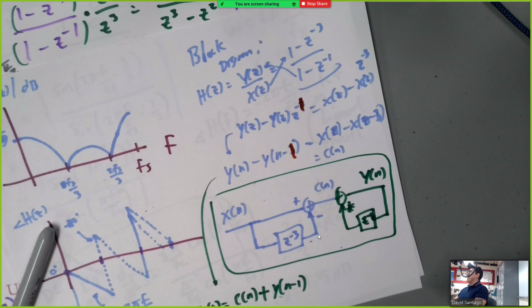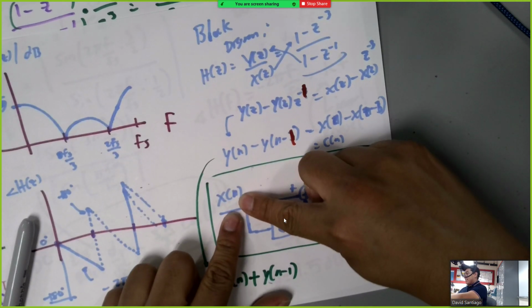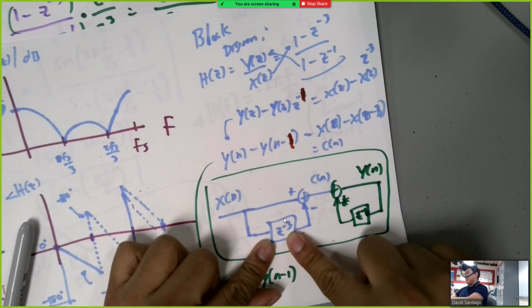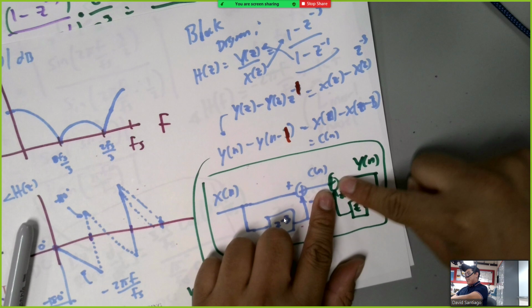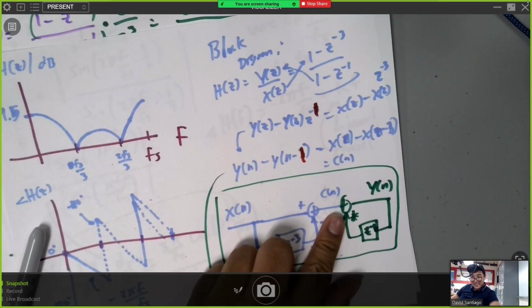And now you can put this in LTSpice. And I'll show you. So that means we have x of n, the input, which is feeding into some adder and some delay. And then we have something going back and adding on itself.